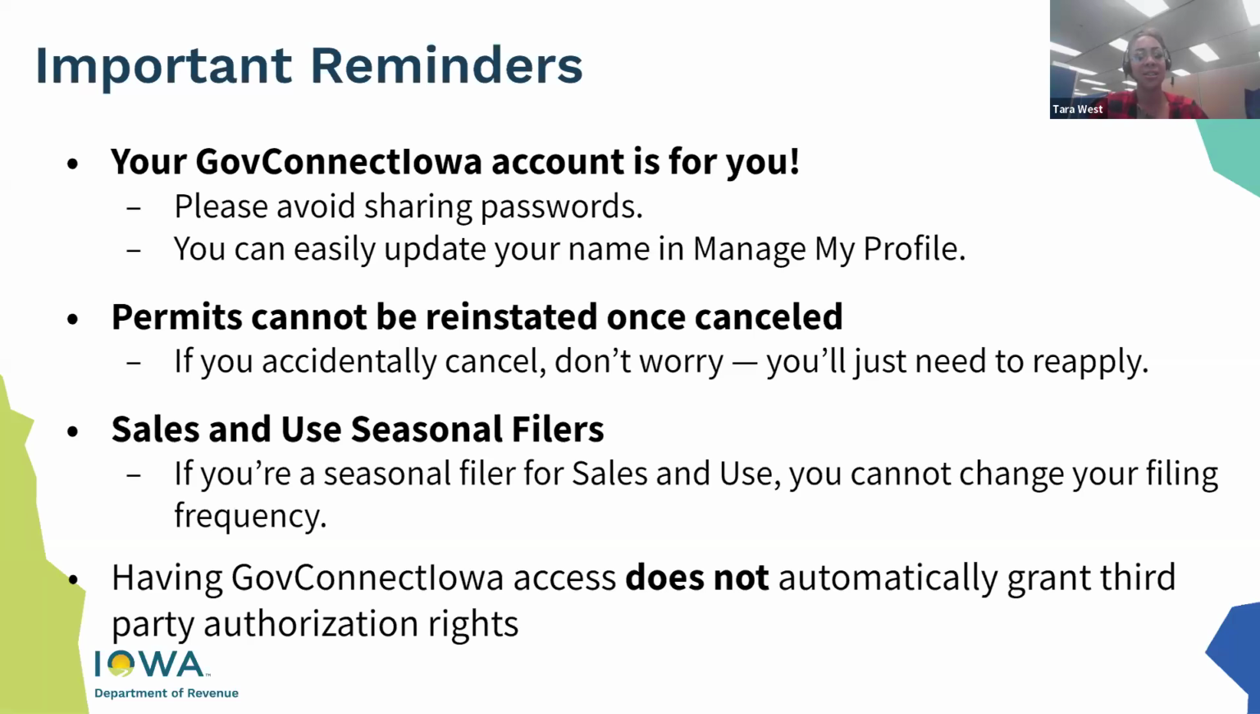If you accidentally cancel your permit, you must reapply. And seasonal filers for sales and use must cancel and reapply to make changes to their filing. Seasonal filers are filers who only make sales in 4 months or less out of the calendar year, and those months are not interchangeable. And you can view your filing frequency on GovConnect Iowa.